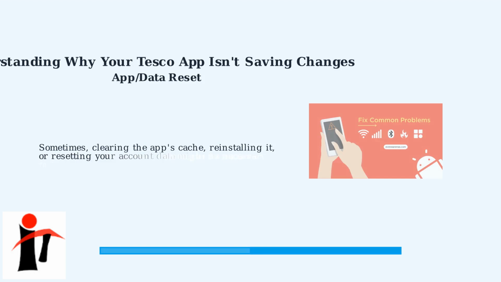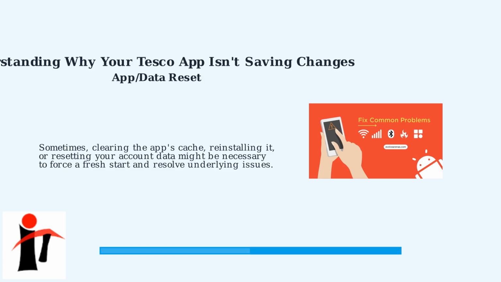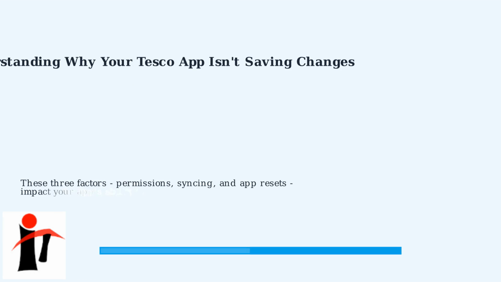Finally, app data reset. Sometimes clearing the app's cache, reinstalling it, or resetting your account data might be necessary to force a fresh start and resolve underlying issues. These three factors, permissions, syncing, and app resets, impact your app's ability to save changes.